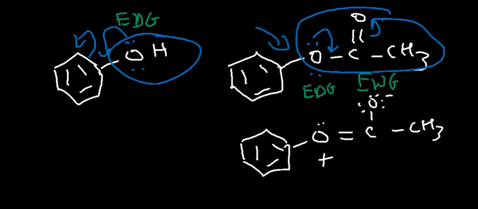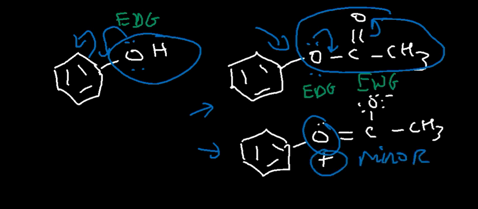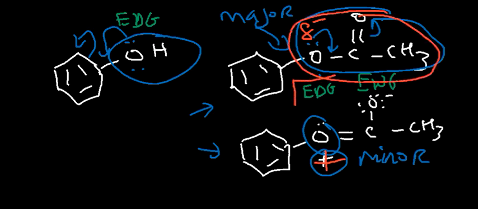However, this is the major resonance form between these two, so this is the minor one. So this oxygen with a positive formal charge doesn't really deactivate the ring that much. Because this is the major resonance contributor, the ring usually sees an oxygen with a partial negative charge instead of a positive formal charge. So that's why overall this is still considered an electron donating group, because the electron donating group is attached directly to the ring. If the ring was attached directly to the carbonyl group, overall it would be electron withdrawing instead of electron donating. So it's really dependent on which group is directly attached to the benzene ring.